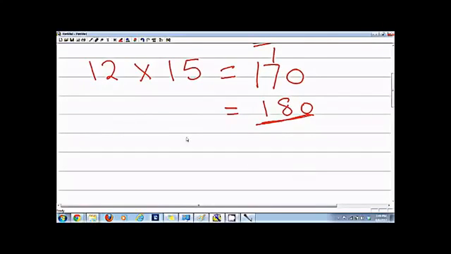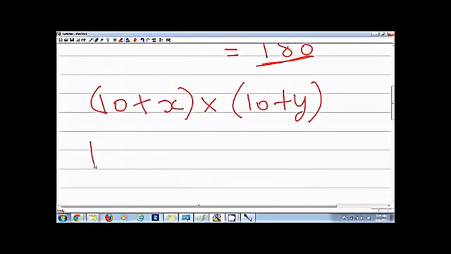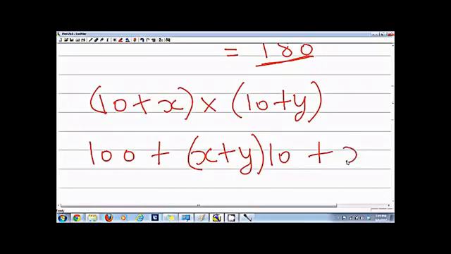Now let's go to the proof. I'm not doing any magic here, there is a simple mathematical proof for it. For example, if I have to multiply two digit numbers like 10 plus x by 10 plus y, if you solve this, what you will get is 100 plus x plus y, and this x plus y will be multiplied by 10, and then we have x into y.